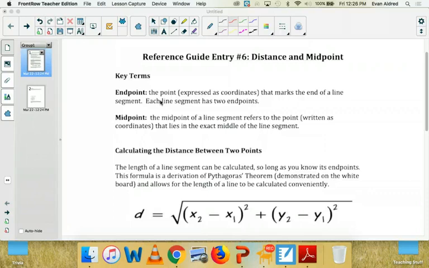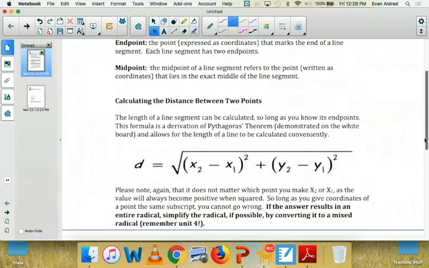Okay? The midpoint, again, as the name suggests, is the middle point between two endpoints on a line segment. So it is the exact middle between your two endpoints. It too is written as coordinates. Both of these things have nice formulas, and we'll get into those formulas right now.